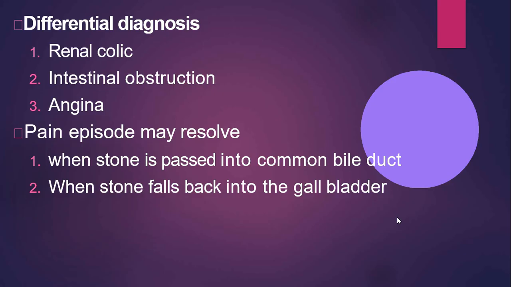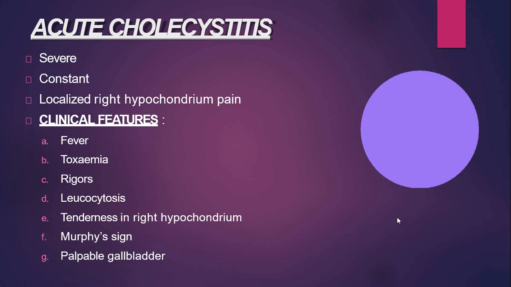Now the differential diagnosis of biliary colic is renal colic, intestinal obstruction, angina. As I told, it mimics cardiac pain. The pain episode may resolve when the stone is passed into the common bile duct or when the stone falls back into the gallbladder itself.